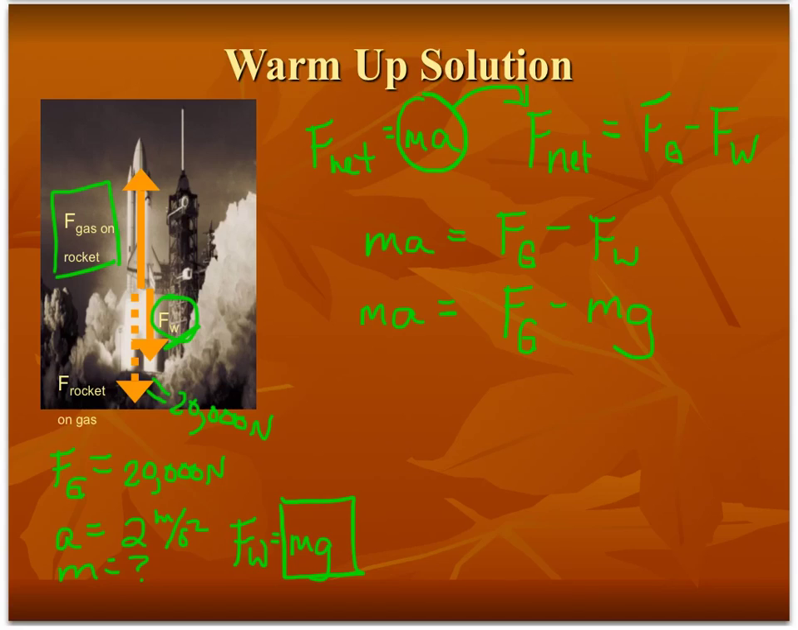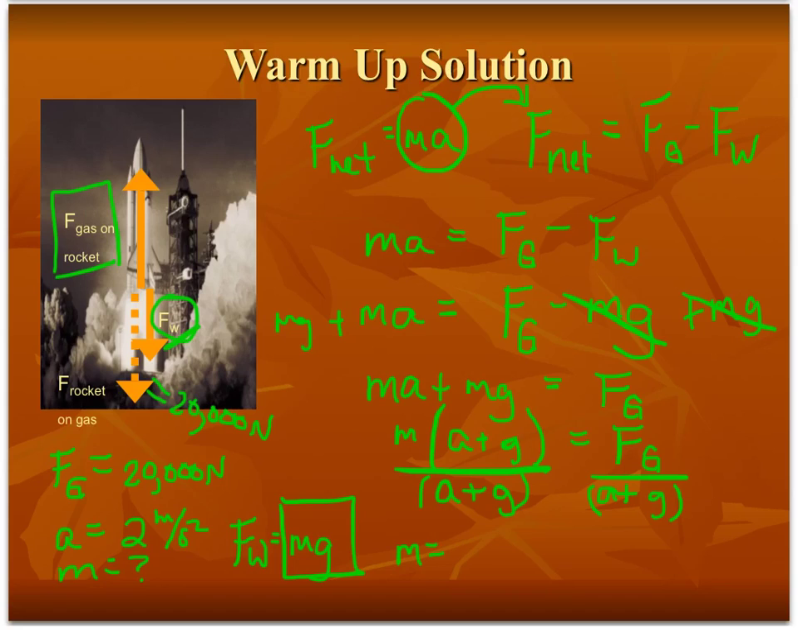So to solve this algebraically, what I need to do is get mass by itself. And so to do that, I'm going to add mg to each side, which will get it to cancel out over here. And it leaves us with ma plus mg equals the force of the gas. I'm going to factor out the mass, and now I can get mass by itself by dividing by the quantity of a plus g.